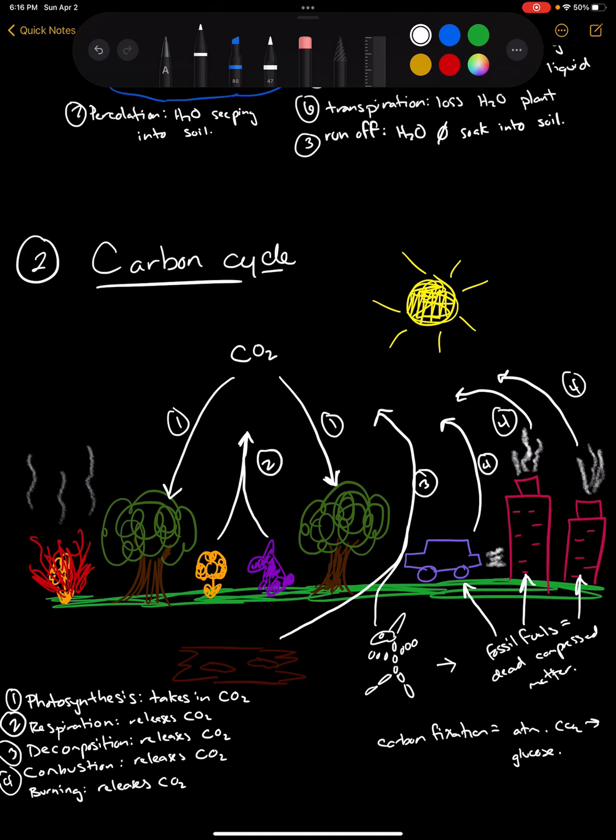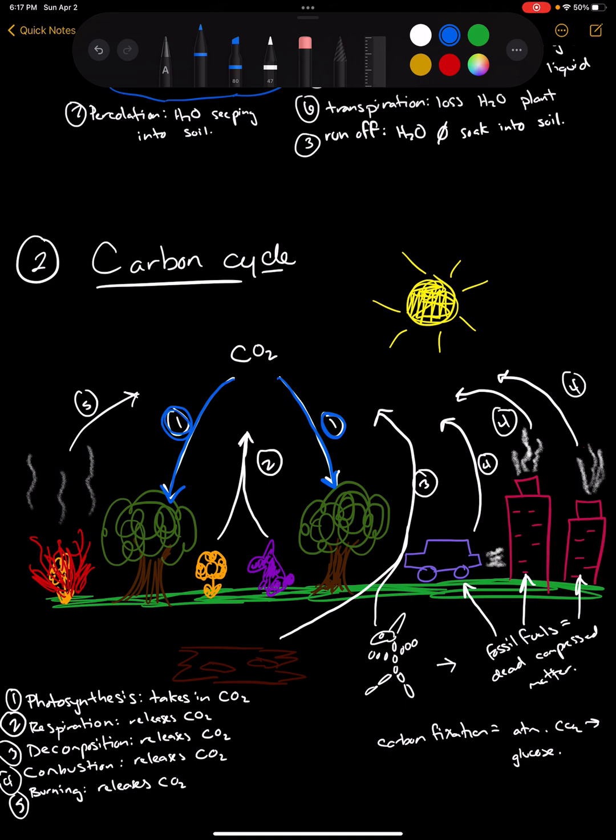Also, just burning things in general, like when we have big fires and stuff, that also releases CO2 in the atmosphere. And so if I look at this pretty picture, these arrows for number 1, there is only one thing that takes CO2 out of the atmosphere, and that's photosynthesis. Everything else spits it back out.